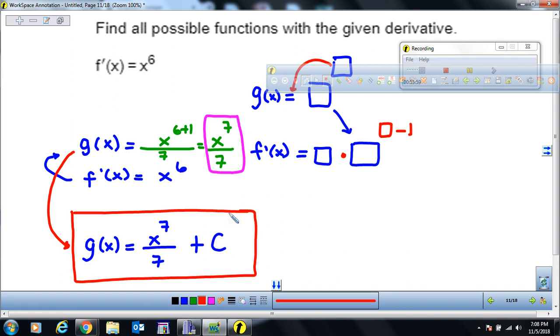So all you have to think about is the kind of operations you do when you're getting the derivative of a function, and think of doing those operations in reverse, backwards, to obtain the original function. Okay, and that would be that.